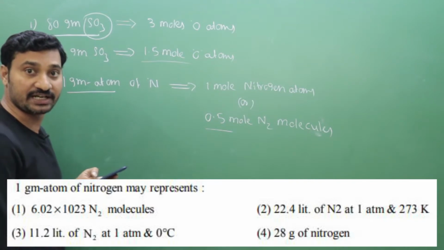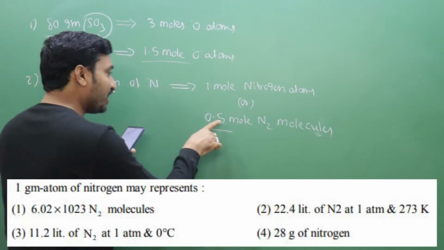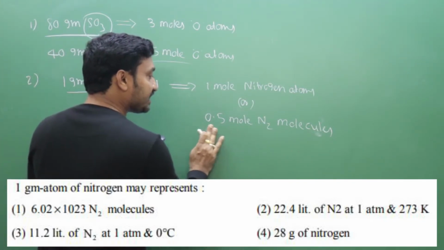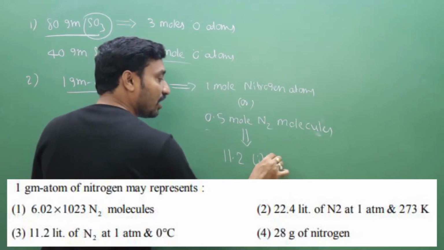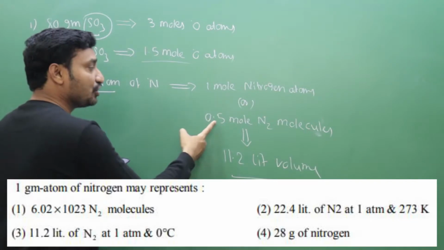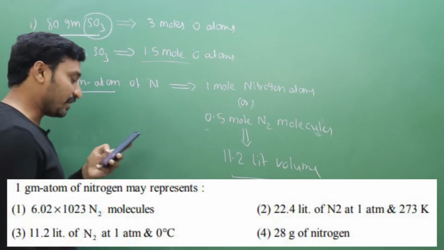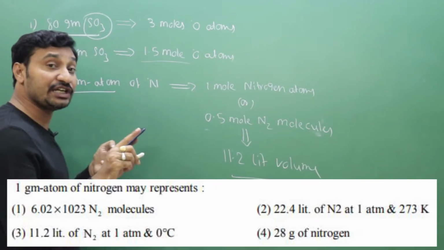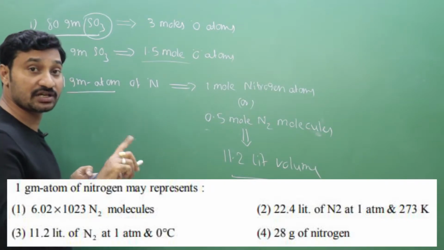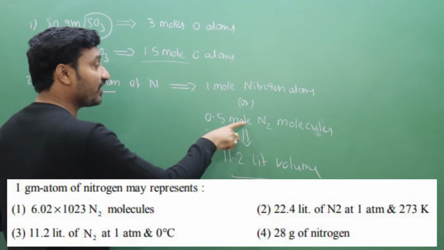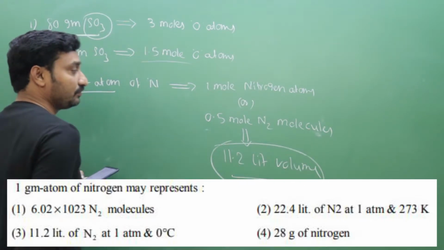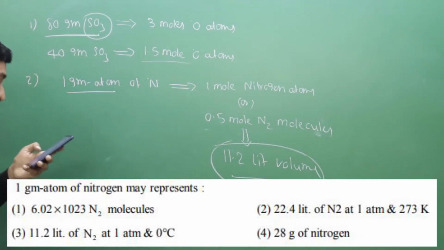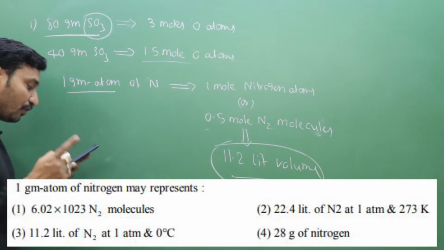Option 2, 22.4 liters of N2 at 1 atmosphere and 273 kelvins. That means STP conditions. So 0.5 mole of N2 at STP occupies 11.2 liters of volume, right? But option 2 gives 22.4 liters, so that is also wrong, because 0.5 mole of N2 molecules occupies 11.2 liters. Hence what is the right answer? Third option. Fourth option is also wrong.